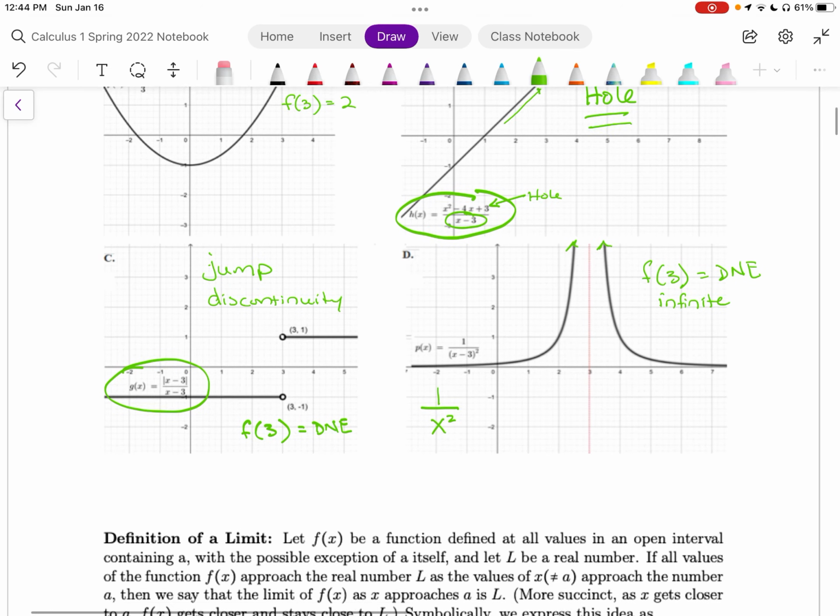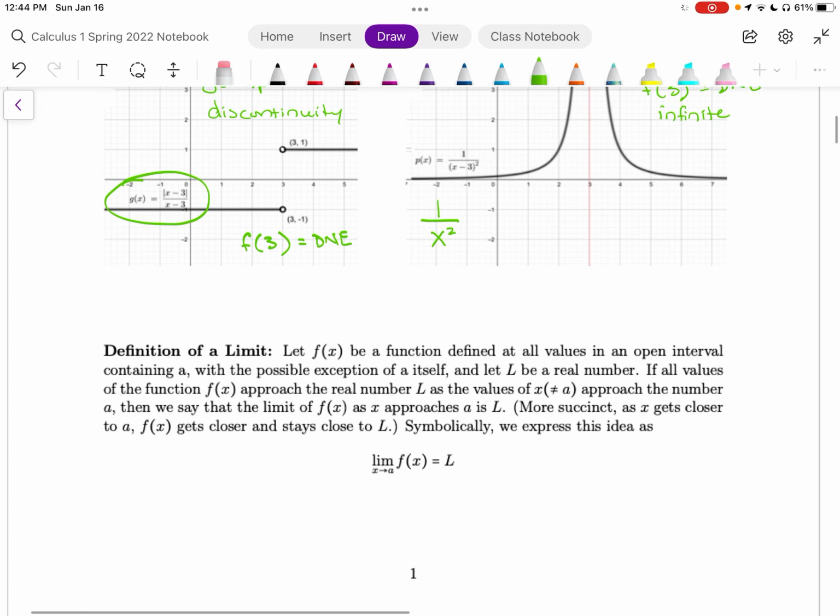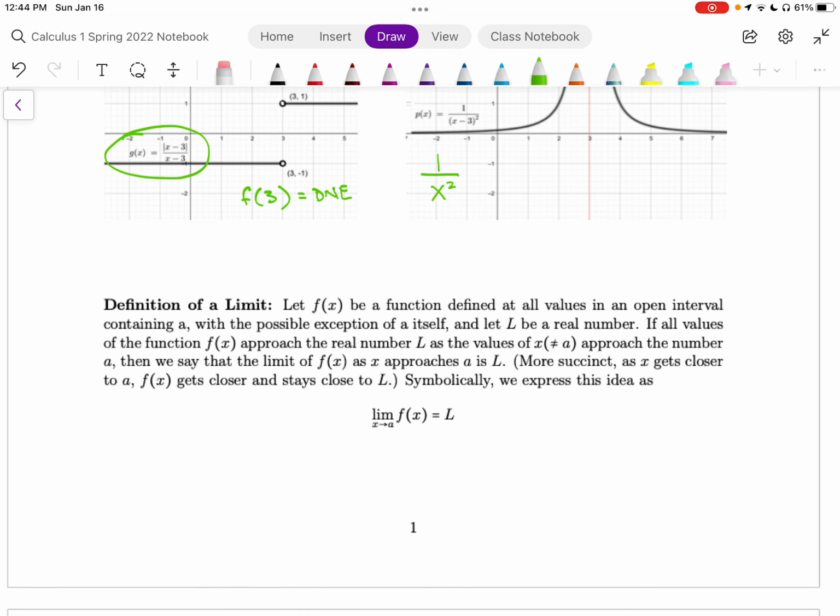All right. So we're going to talk about the definition of a limit next here. So the definition of a limit, I am not going to read this to you. So pause the video for a moment and read through that and see if you can make sense of it.